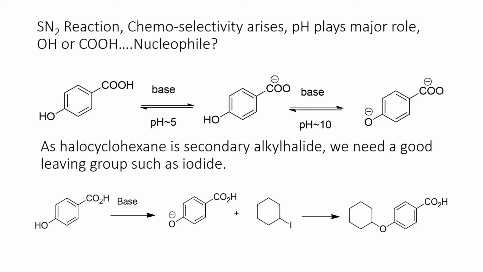In the first step of synthesis, the OH group is chemoselectively alkylated by the alkyl iodide or cyclohexyl iodide as compared to the COOH group, because the COOH group was less reactive as compared to the OH group.